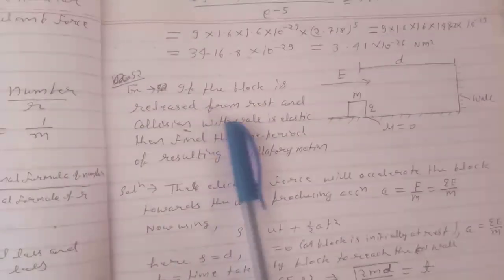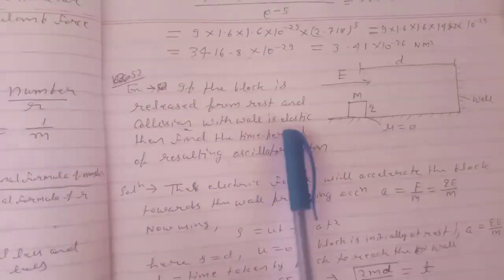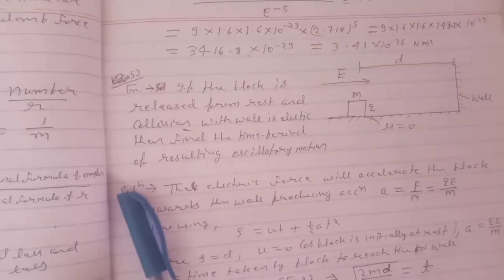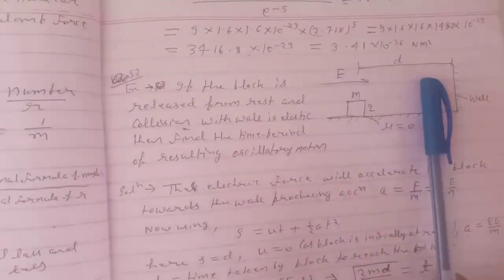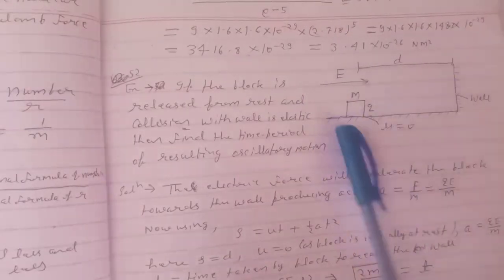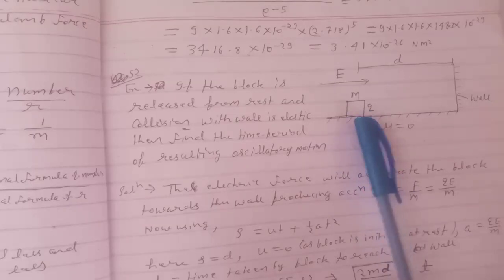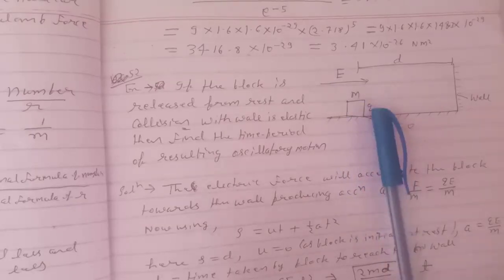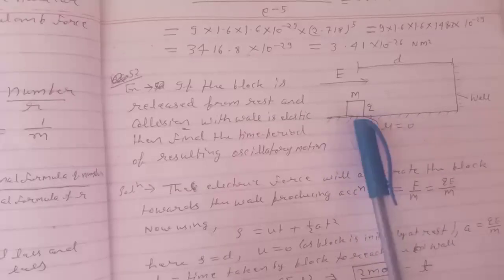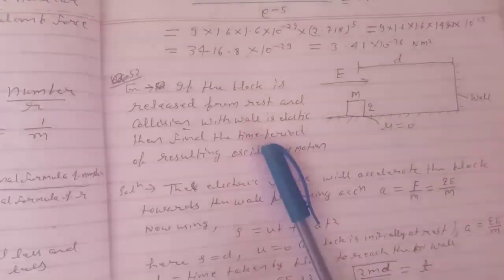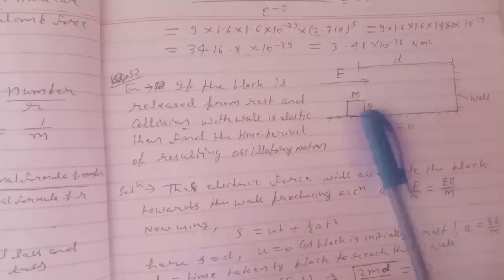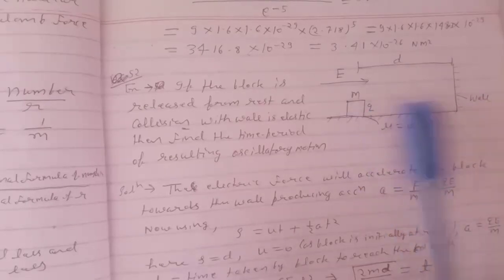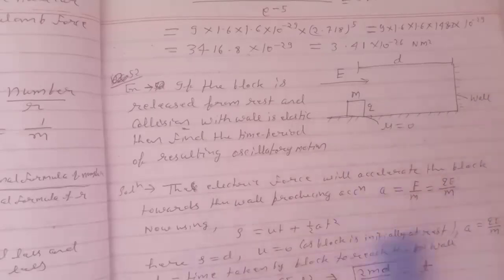If the block is released from rest and collision with the ball is elastic, then find the time period of the resulting oscillating motion. Here in this region, the electric field is acting in this direction, and this is a ball of mass m and charge q, placed on a frictionless surface, and the collision is elastic. Then we have to find the time period of the oscillatory motion.